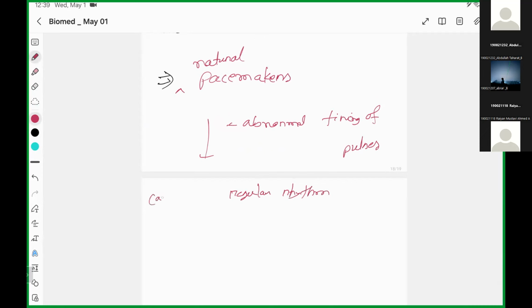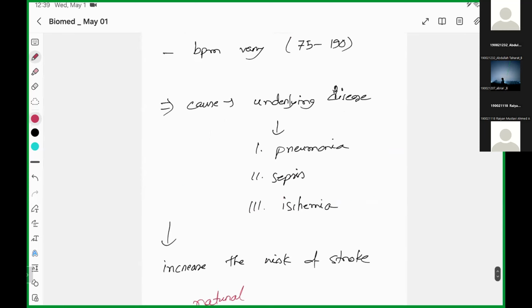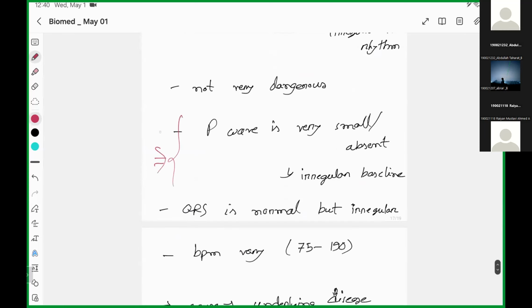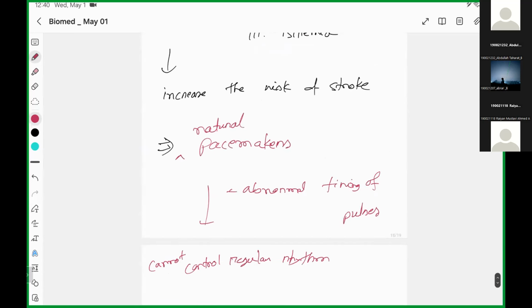So you cannot control the regular rhythm. So this is one issue. Okay, and this is your atrial fibrillation, and this is how you can determine atrial fibrillation from the ECG. Okay, and these are the reasons for that one.